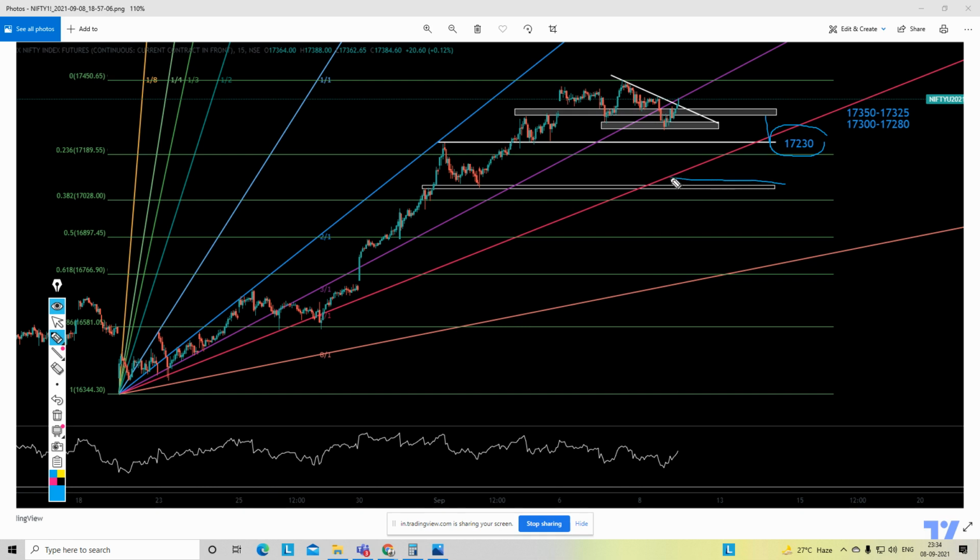so that this zone will become active, which is 17,070. This zone will be active because it has got a huge gap. As of now, on each wave in a dip, there are a lot of supports available to the Nifty. So there is no such negative bias until and unless it breaches very conveniently 17,230.